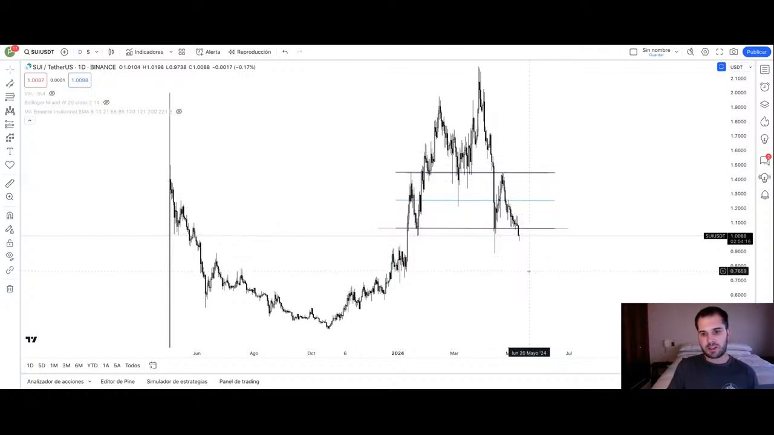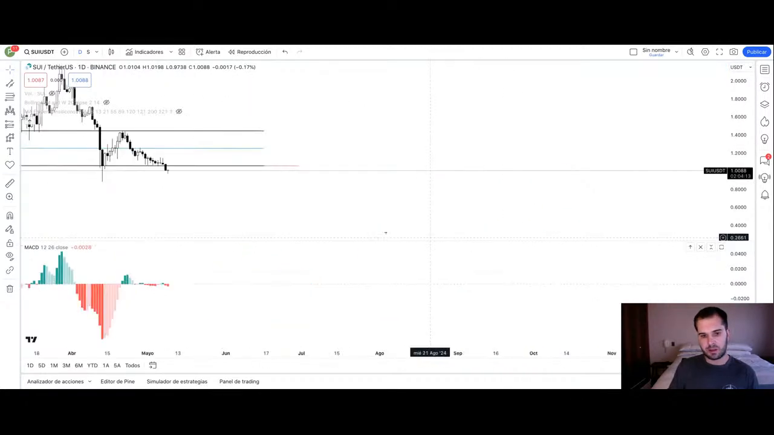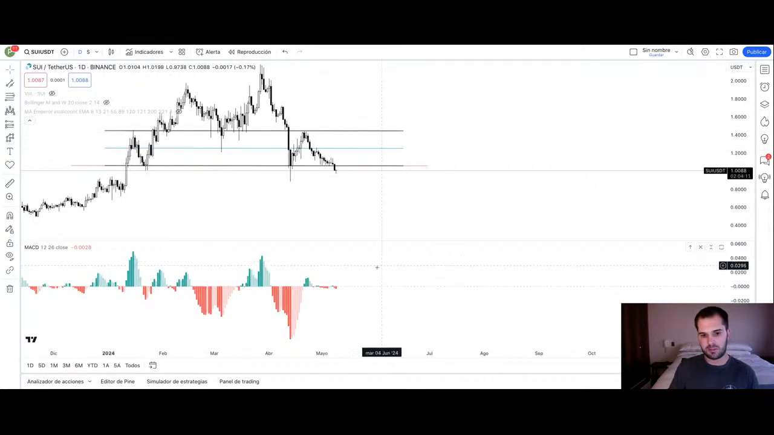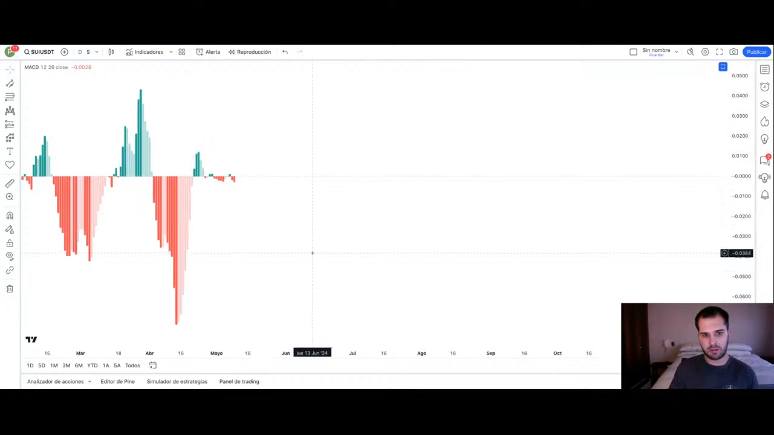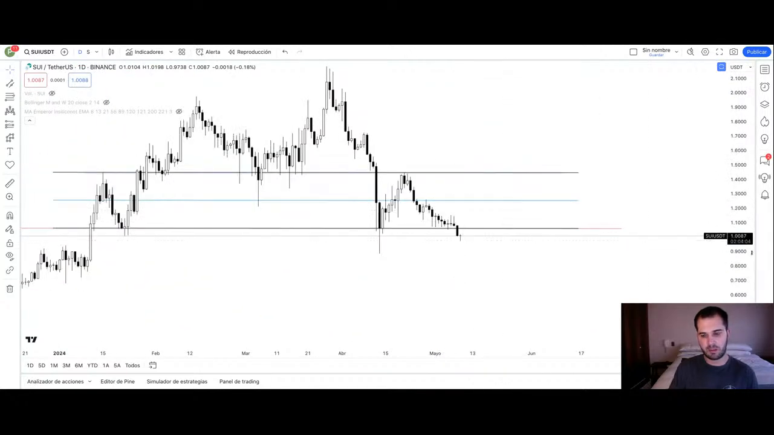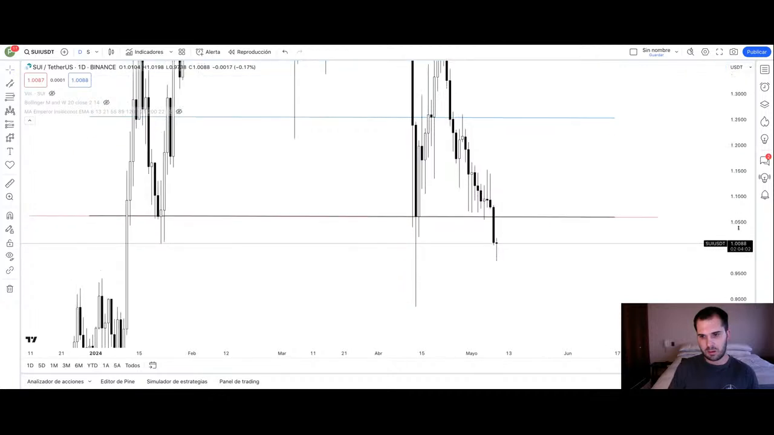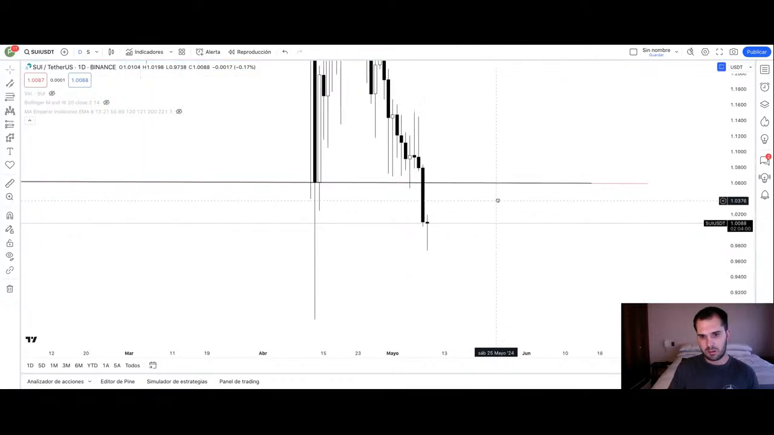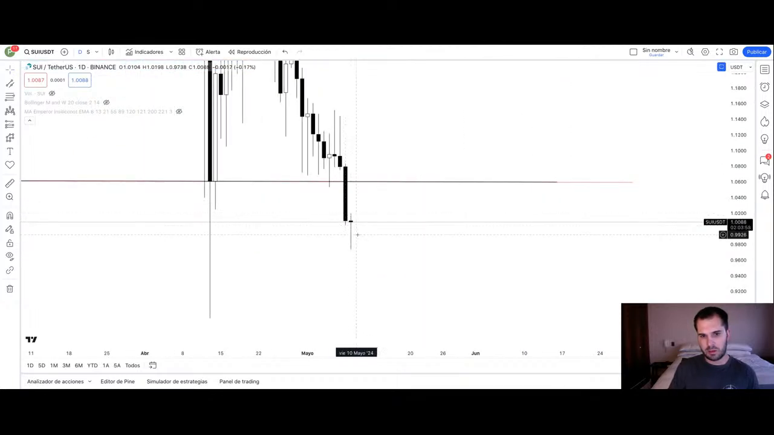So I wouldn't touch this until we have some edge. Negative momentum building on the histogram, pretty weak. But it could be working on a dragonfly doji, I think it's called, which is the inverse of, depends on how big the body is of the candle close.